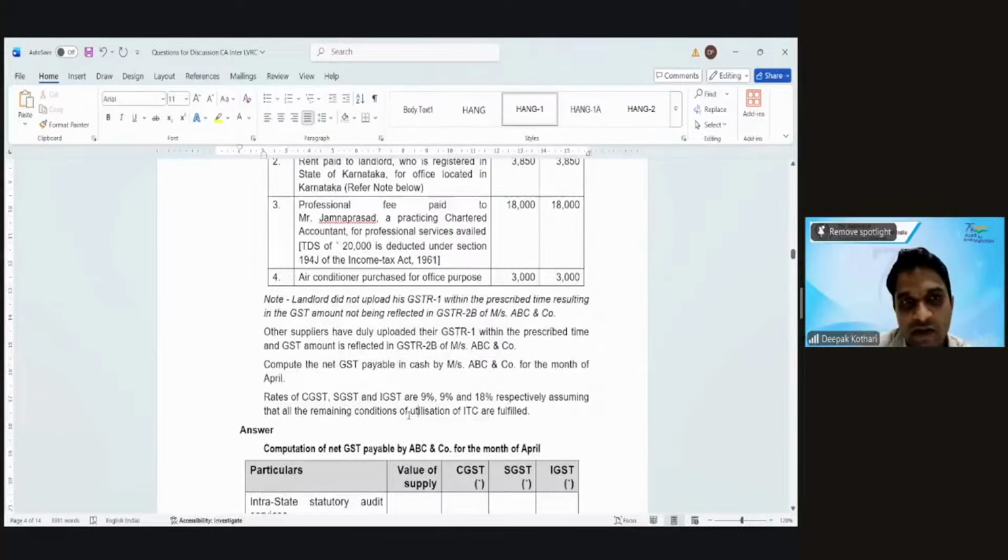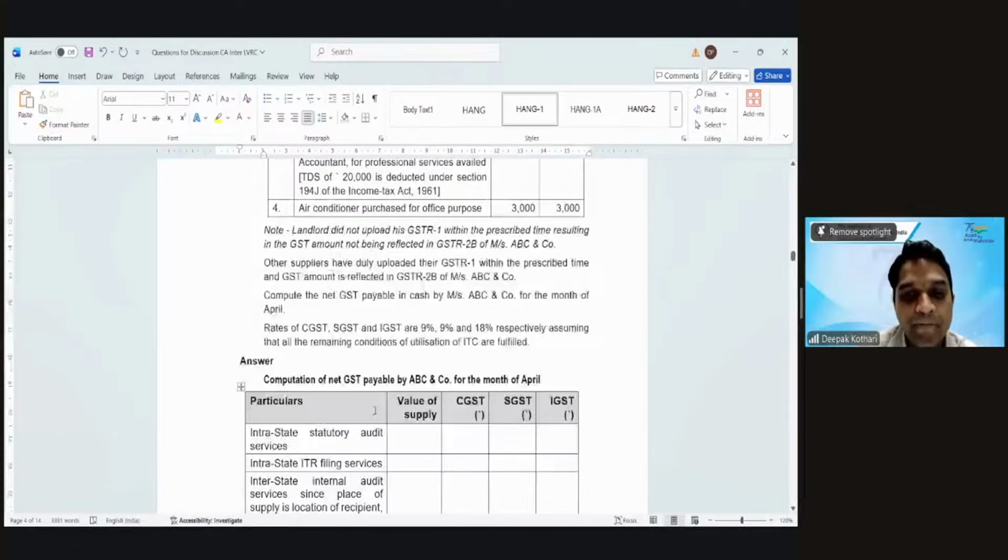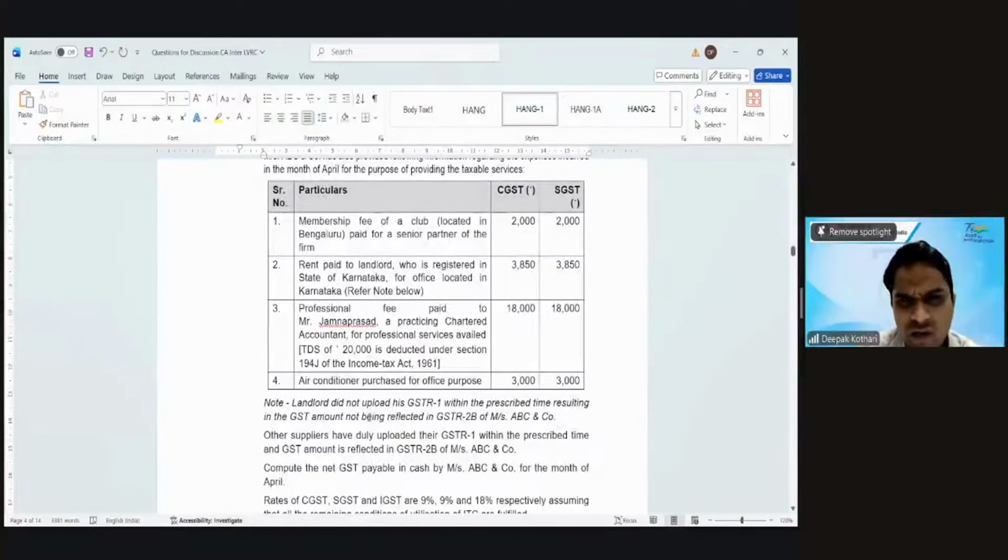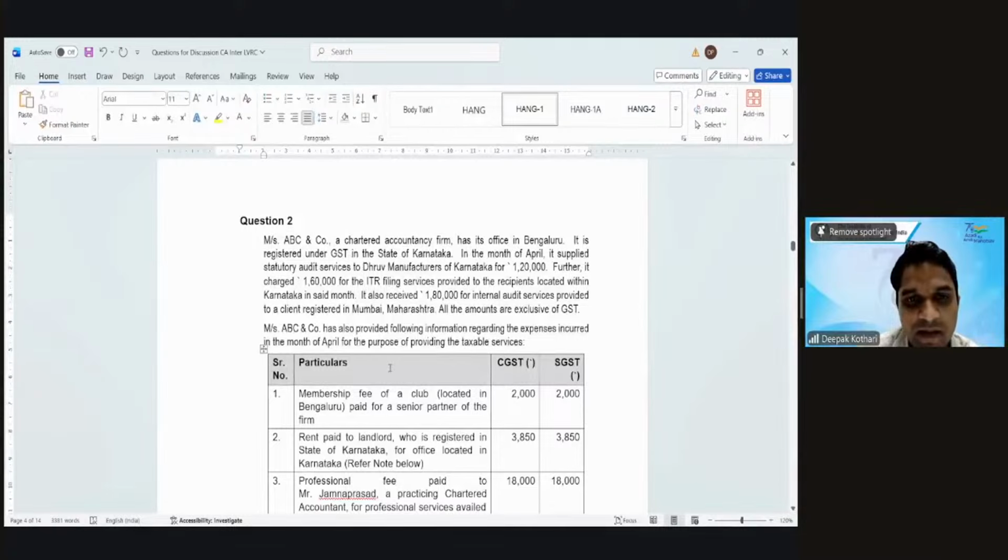Rates of GST have been given because we don't have to remember the rates. There could be different rates. So for the inter, you don't have to remember the GST rates. They will give it in the exam itself. First, we will calculate the outward supply, then the inward supply.